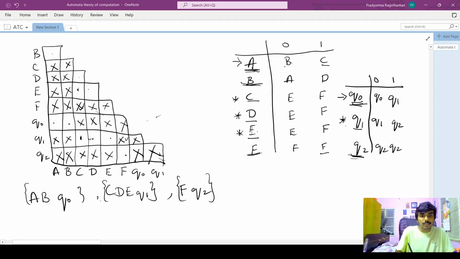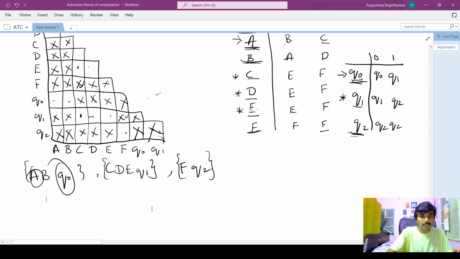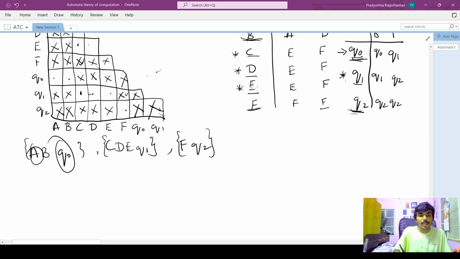So we can see here that every node in one automata has a corresponding node in the other automata, and also the initial states. The initial state of the initial automata is A, and the initial state of the derived automata is Q naught, so both are in the same group. Thus we can say that both the automatas are equivalent.